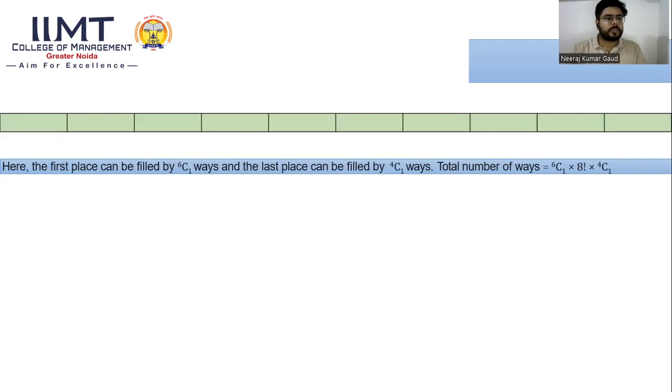And begin with a consonant and end with a vowel. The given word Ganeshpuri, the total letters is 10, total consonants is 6, total vowels is 4. Here the first place can be filled in 6C1 ways, and the last place can be filled in 4C1 ways. So the total number of ways is 6C1 into 8 factorial into 4C1.